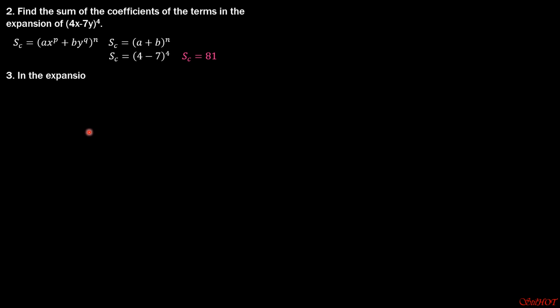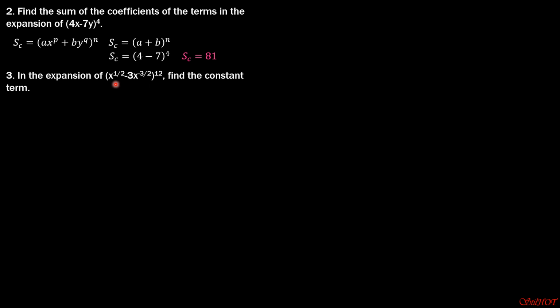Problem 3. In the expansion of quantity x to the 1/2 minus 3x to the negative 3/2, raised to 12, find the constant term. The constant term is that term free of x, so x to the 0. The r-th term, because we do not know the position of the constant term, is a sub r equals n C m, remember, number of combinations of n things taken m at a time, first term raised to n minus m, second term raised to m.